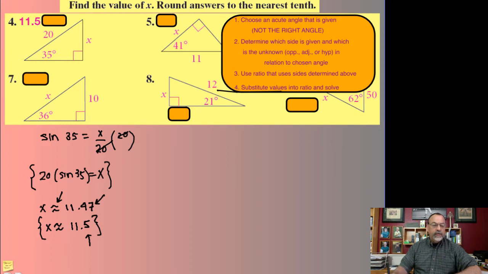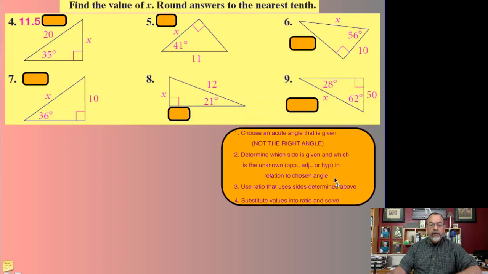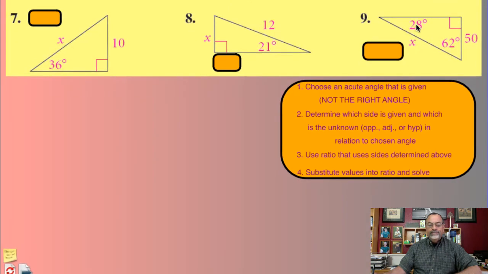Let's do a couple more examples. I'm going to do number 9 down here just so you can see. Here I have a choice because the values of both angles are given to me. If I decide to use the angle 28, then I'm looking at the opposite side, which is 50, and the hypotenuse, which is x, so I would use sine. So the sine of the angle 28 is equal to the opposite over the hypotenuse.